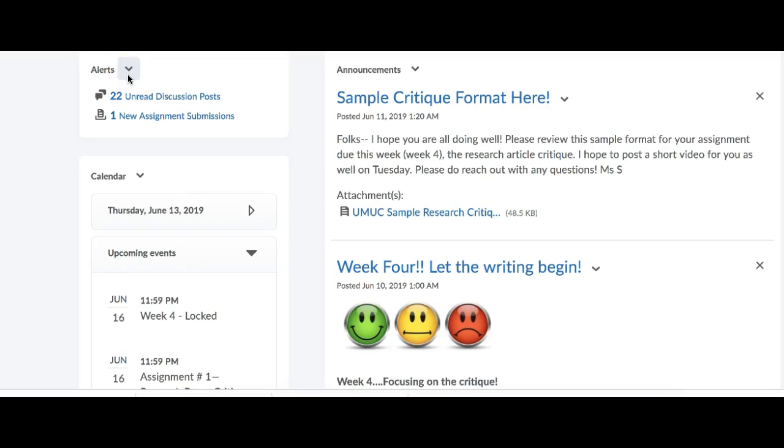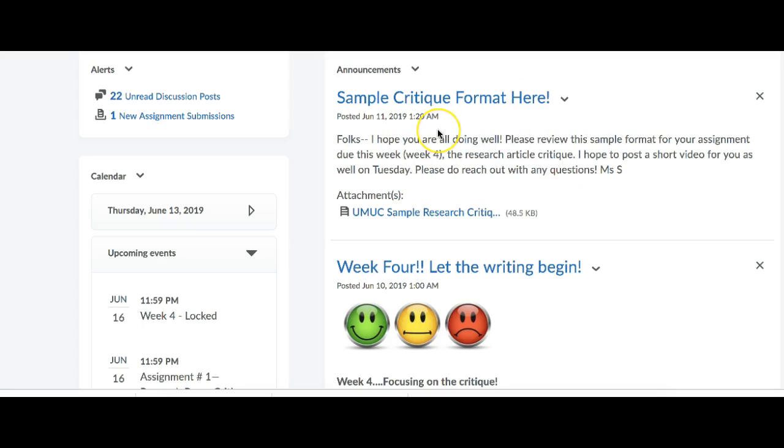I just want to walk you through this paper that's coming up, the critique, your first real assignment in this class. I want to point out that in the announcement section I do have a sample critique format that you can use. You do not have to use this format, but it's an APA structured paper based on the headings for your rubric, which is a great way to set up your papers for success.